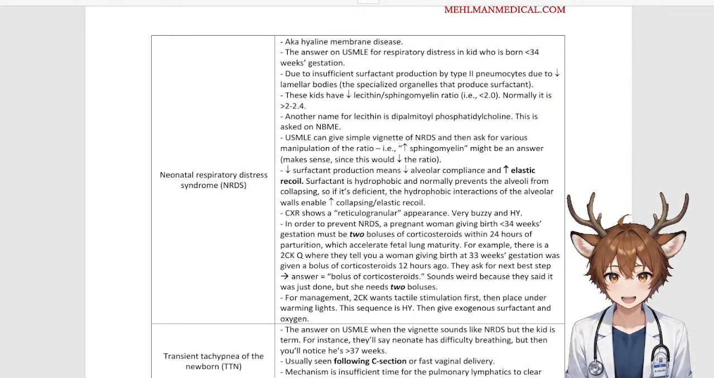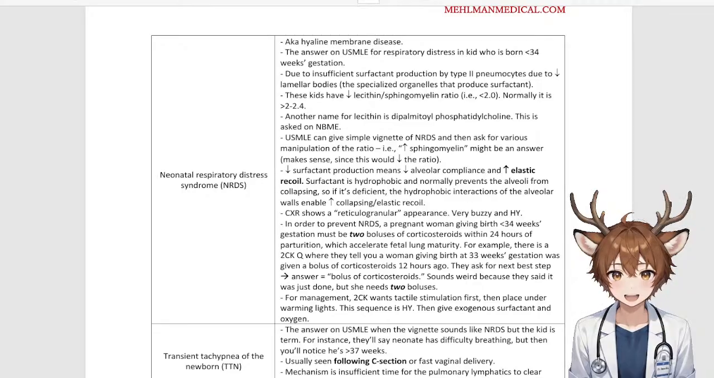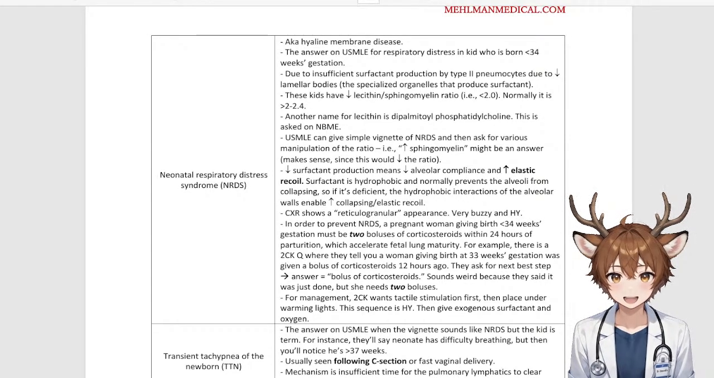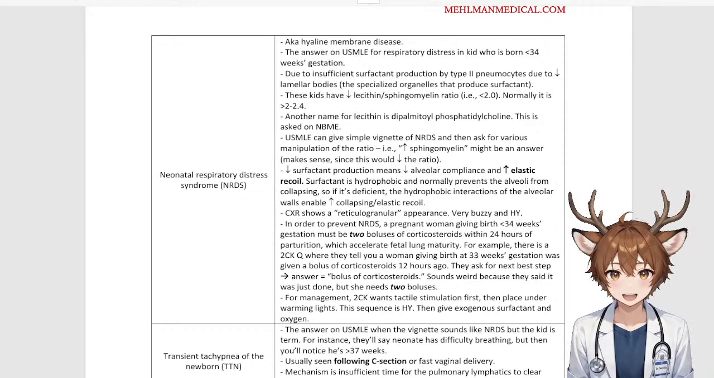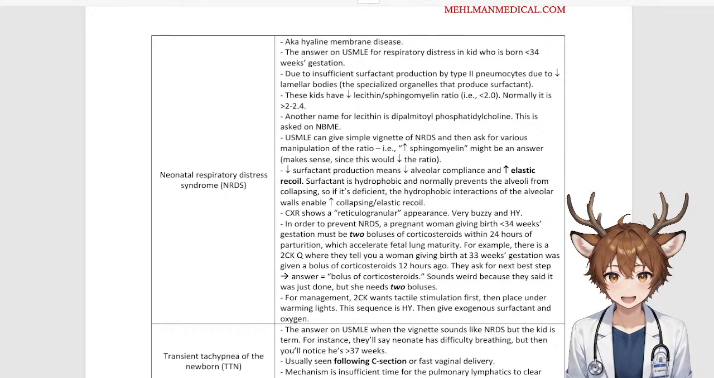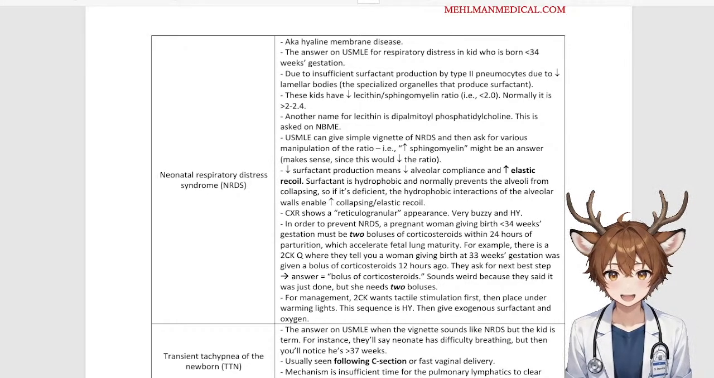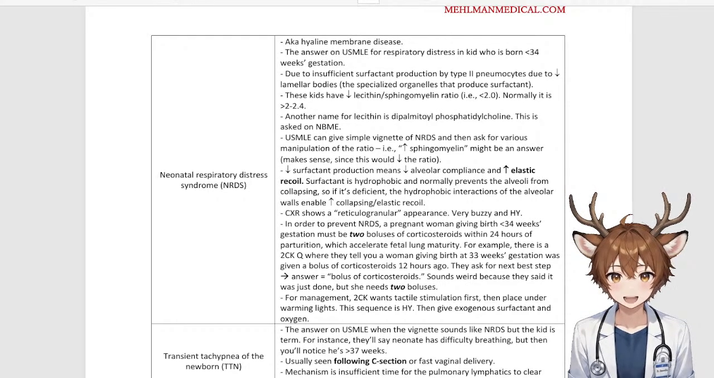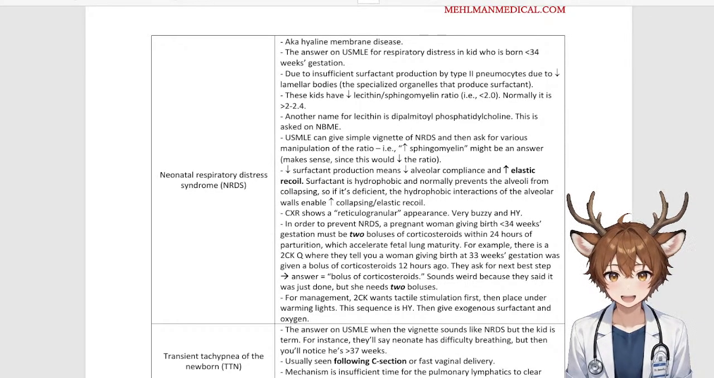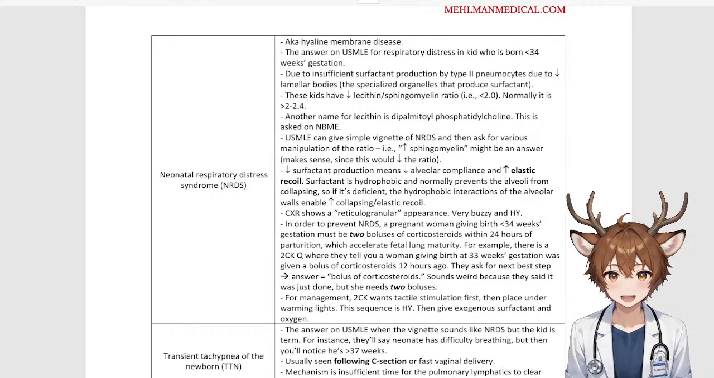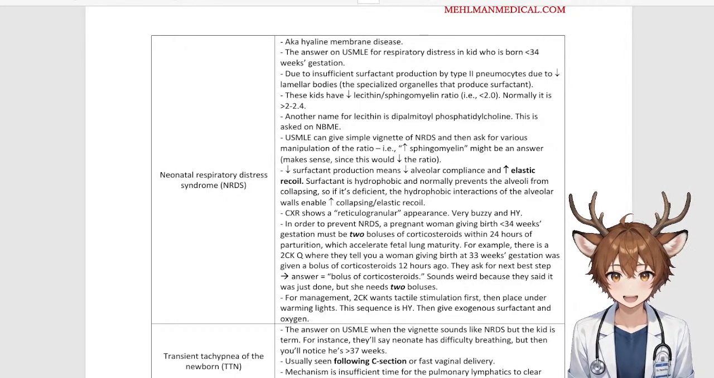What about neonatal respiratory distress syndrome, or NRDS, aka hyaline membrane disease? The answer on USMLE for respiratory distress in a kid who was born less than 34 weeks gestation, due to insufficient surfactant production by the type 2 pneumocytes due to decreased lamellar bodies, the specialized organelles that produce surfactant. These kids have a decreased lecithin/sphingomyelin ratio, i.e. less than 2.0. Normally it is 2 to 2.4. Another name for lecithin is dipalmitoylphosphatidylcholine. This is asked on the NBME.